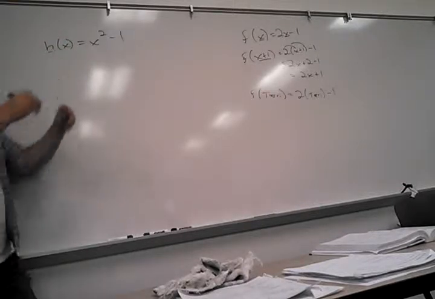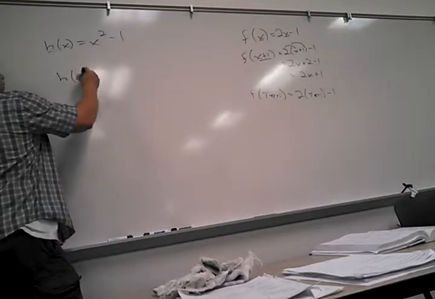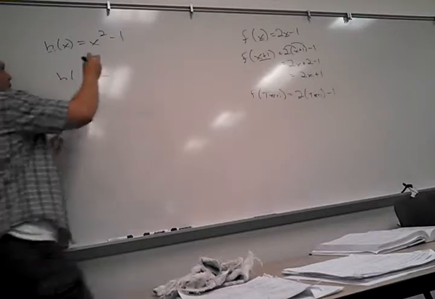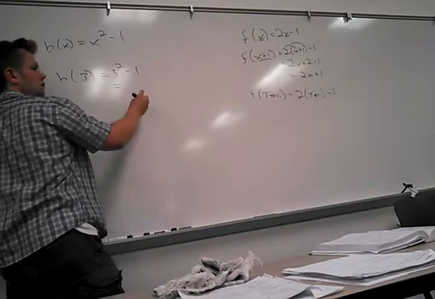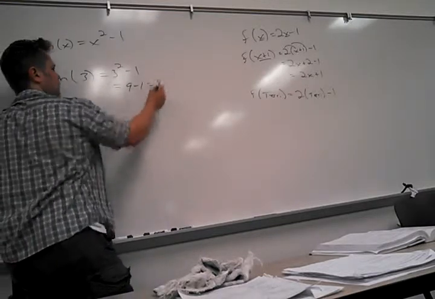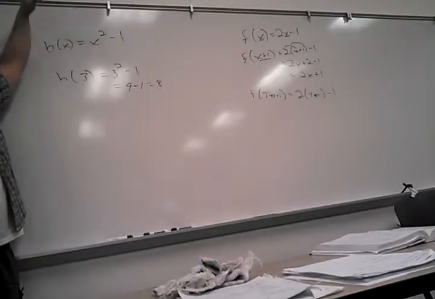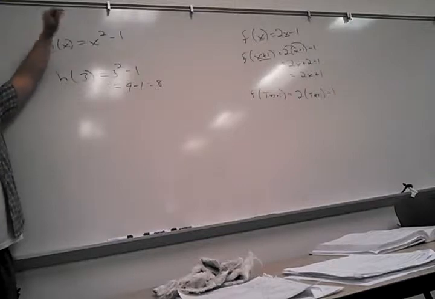Okay. Maybe. So what's H of 3? 3 squared minus 1. Yeah, 3 squared minus 1, which is 8. Yeah, 9 minus 1, 8. So what point would this go through, the only point I know so far? What point would this graph go through?